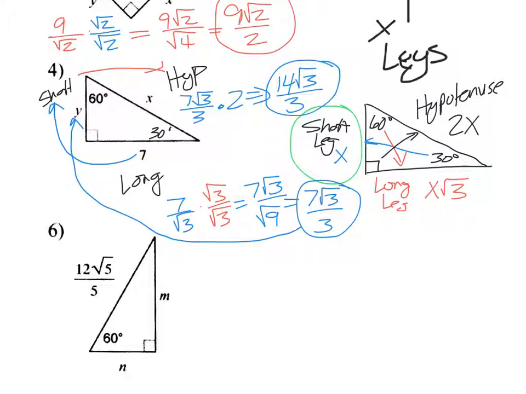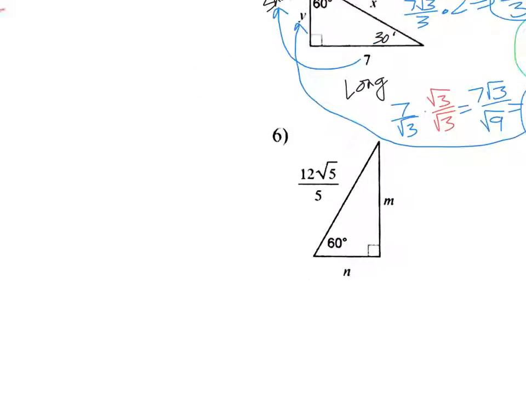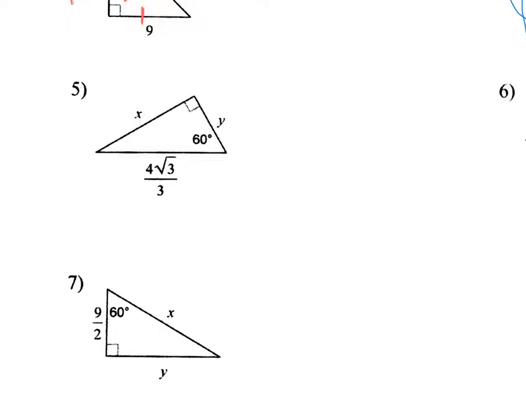hypotenuse. One other thing to note here, you don't always have to go find X first. Again, find the short leg first if possible. Okay, let's keep going. In this case, again, label our angles, so that's 30. That means Y here is the short leg because it's across from the 30. X is the long leg, and then this is the hypotenuse.